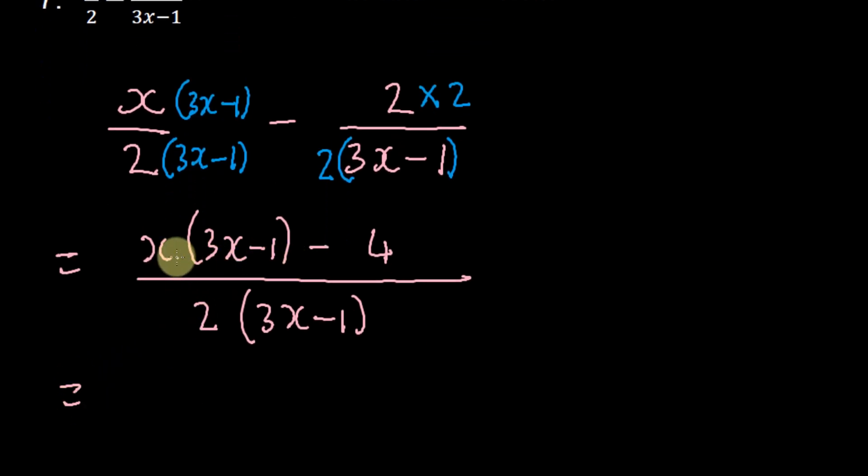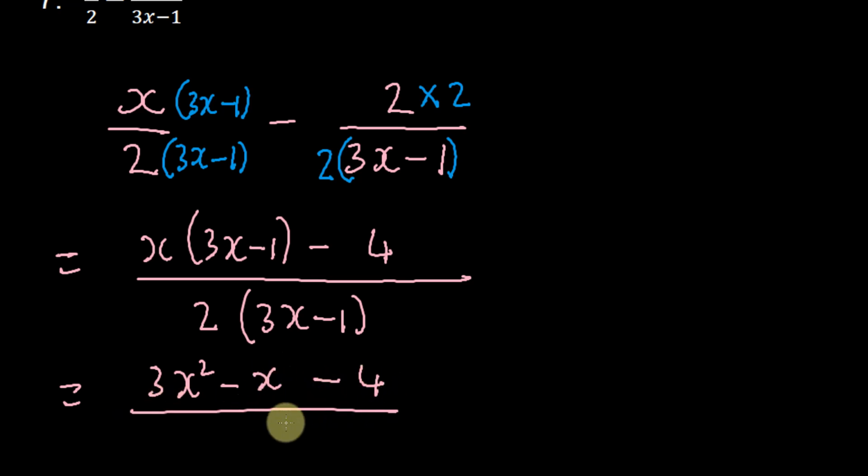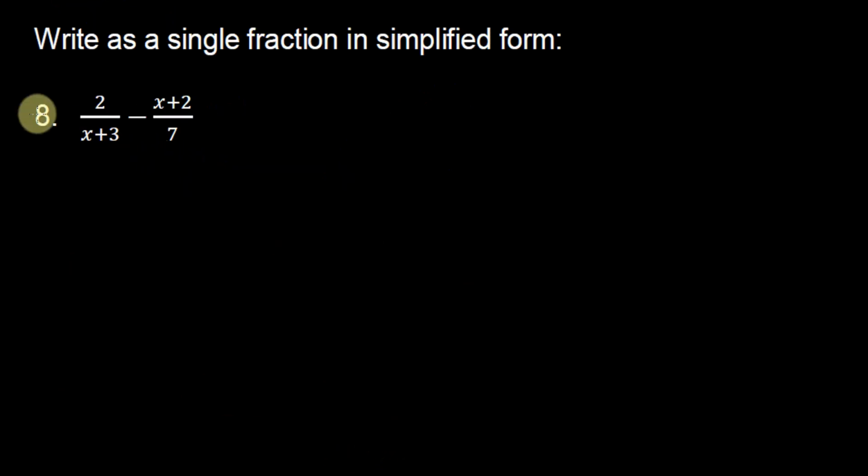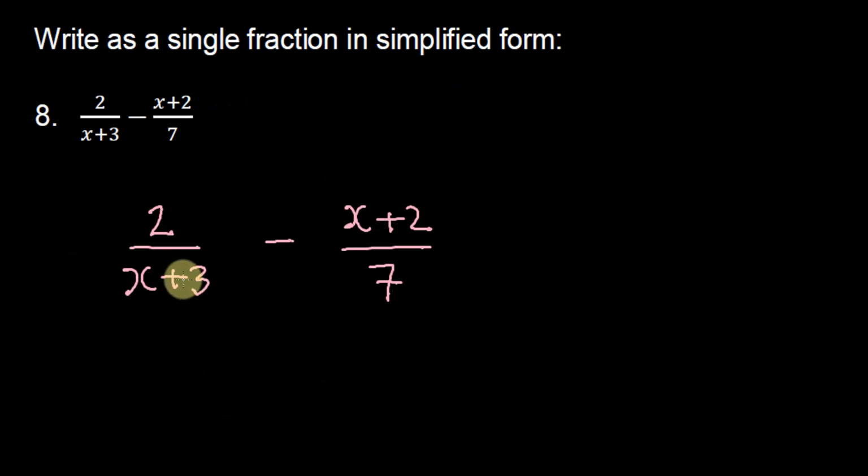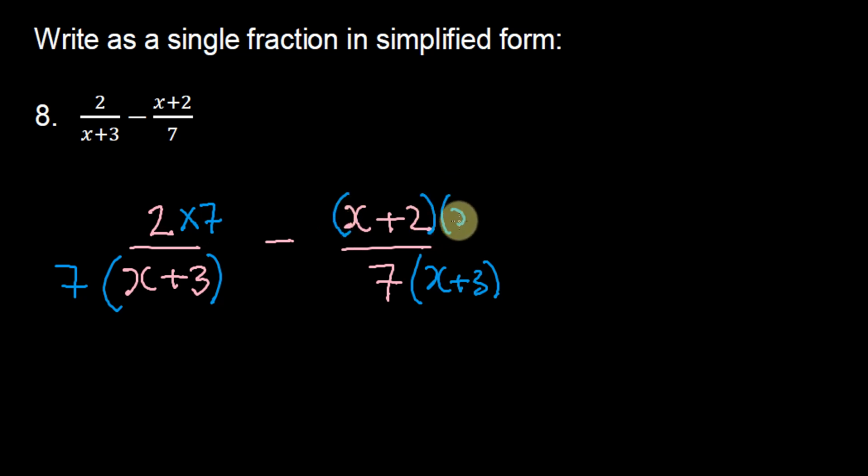We can multiply out here, so we're going to get 3x squared minus x, and then minus 4, all over 2 into 3x minus 1. So we're going to make the denominators the same by multiplying them by each other. So the x plus 3 here, we're going to multiply by 7, and the 7 here by x plus 3. Then we also multiply the numerators, so the 2 here by 7, and the x plus 2 here by x plus 3.